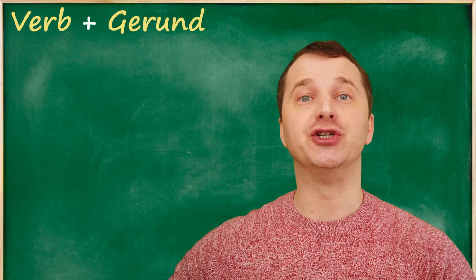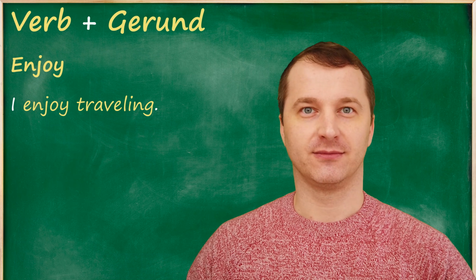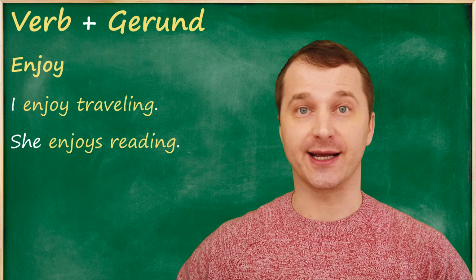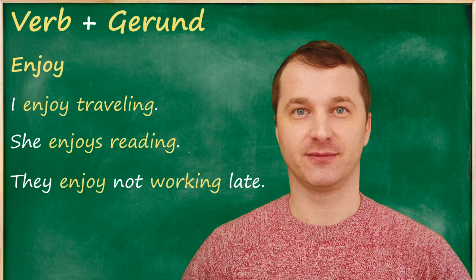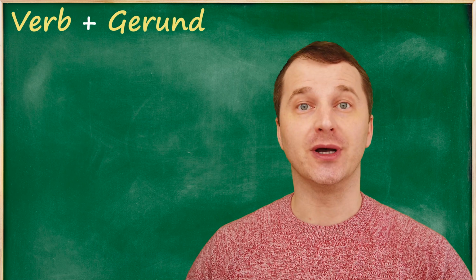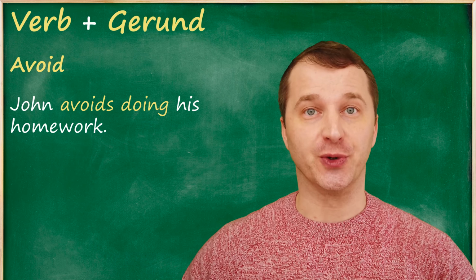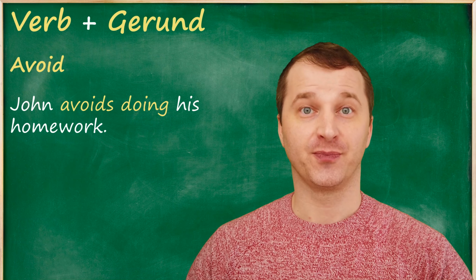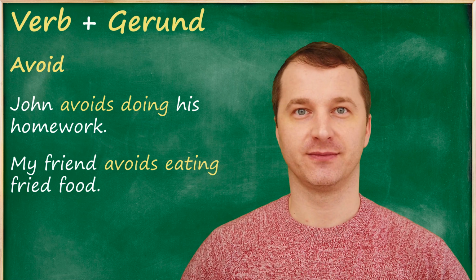Number 1, enjoy. I enjoy traveling. She enjoys reading. They enjoy not working late. Number 2, avoid. John avoids doing his homework. My friend avoids eating fried food.